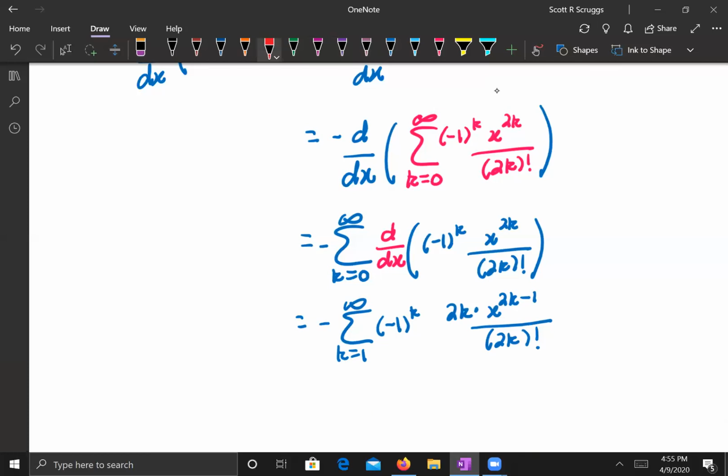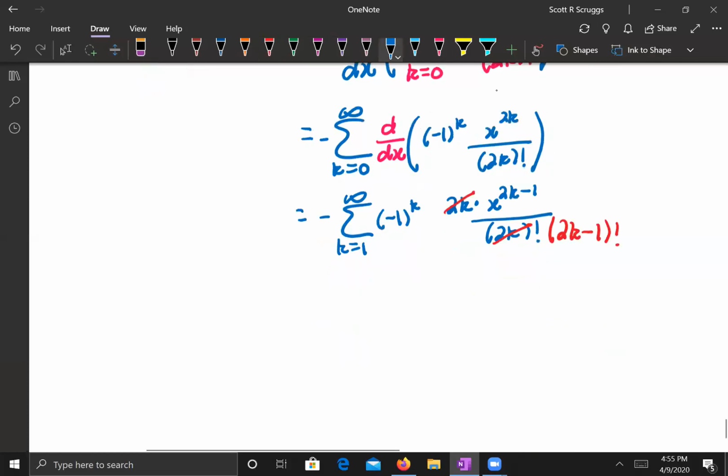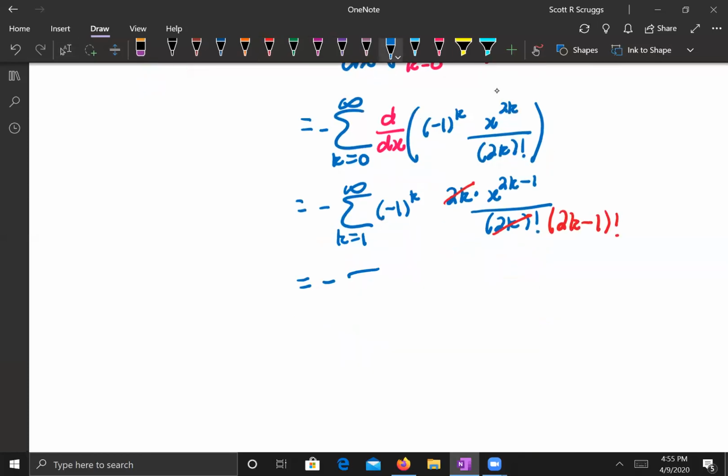I'm now going to use the fact that 2k factorial is 2k times 2k minus 1 factorial to rewrite that as just 2k minus 1 factorial in a denominator, to give me negative the sum from k equals 1 to infinity of -1 to the kth power times x to the 2k minus 1 over 2k minus 1 factorial.